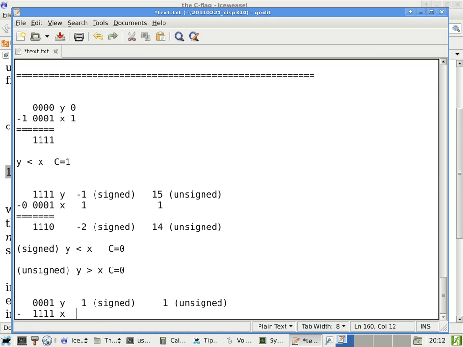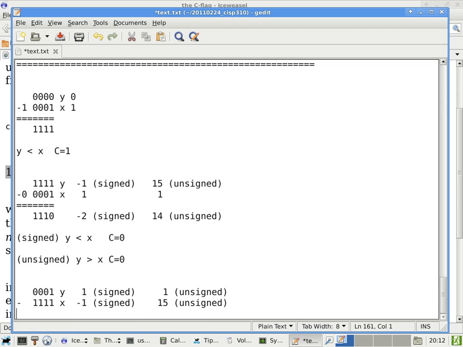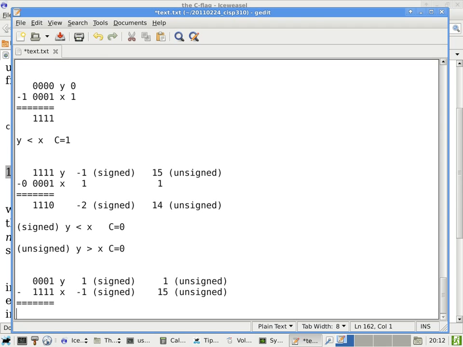In the signed representation, it means -1. In the unsigned representation, it means 15. Right? So let's take a look at the result here. The result is, let's see, that will be 2 with a borrow. So there will be a borrow here, and the result is 0010.